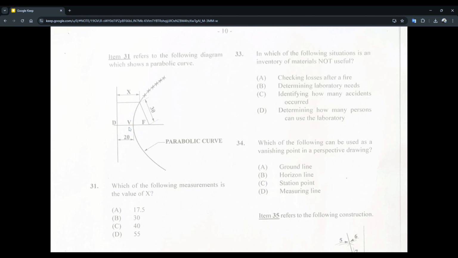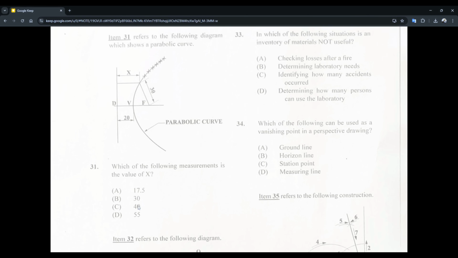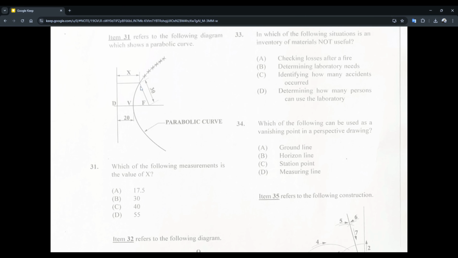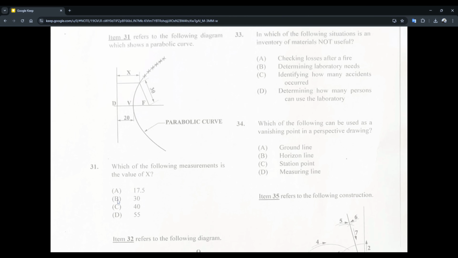They want to know what x is. Looking at the answers, x is definitely not more than 30 based on what I can see. So it's not 40 or 50. Neither is it 17.5. Although this line is not vertical, it seems like it's still a 1 to 1 ratio. So x is B, 30.